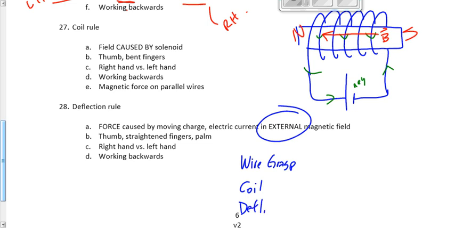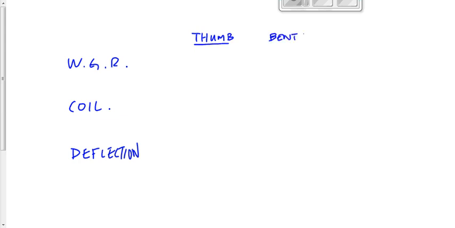We have our thumb, which is our thumb point in each case. I'm just creating a new page for this. We have our wire grasp rule, our coil rule, and our deflection rule, left hand and right hand for all three of them. We have a certain number of variables in all these as well. There's our thumb, our bent fingers, our straight fingers, and our palm.